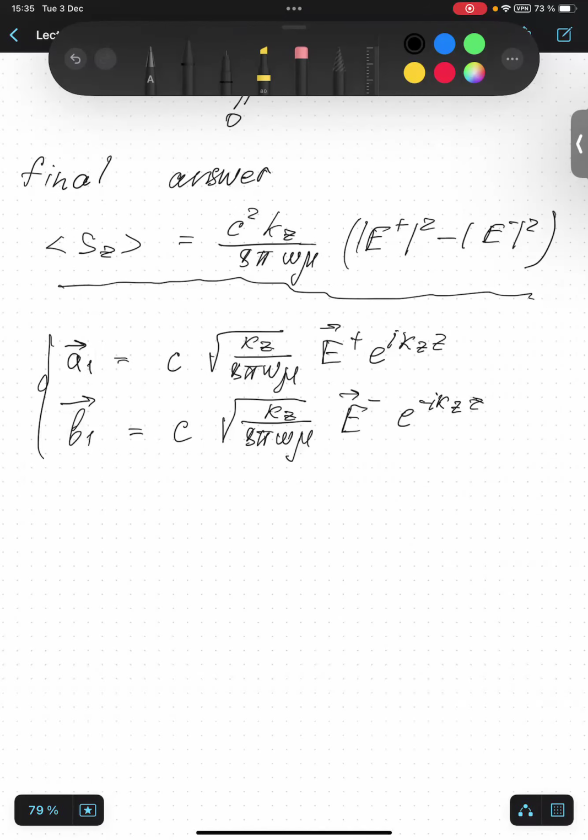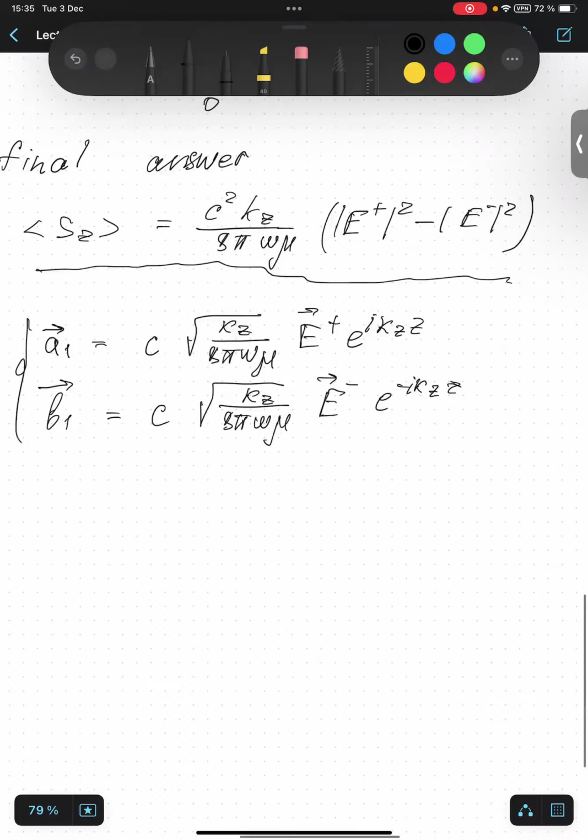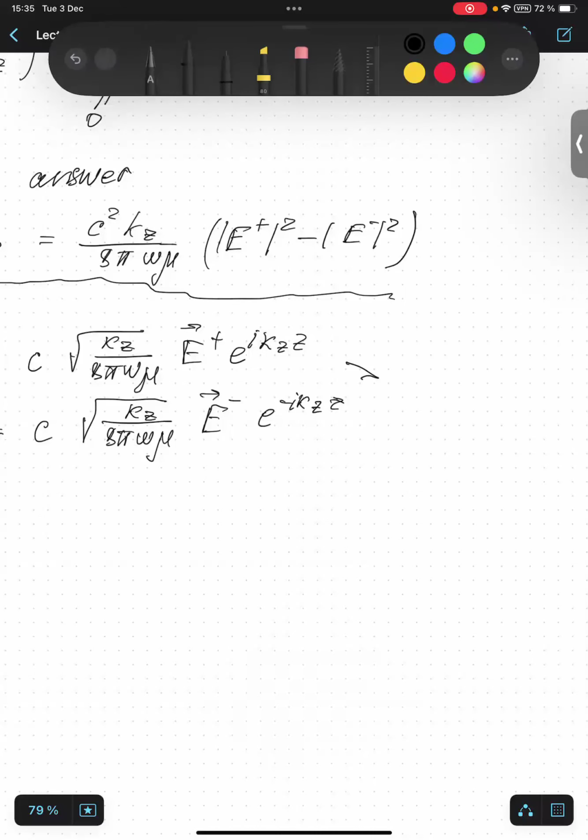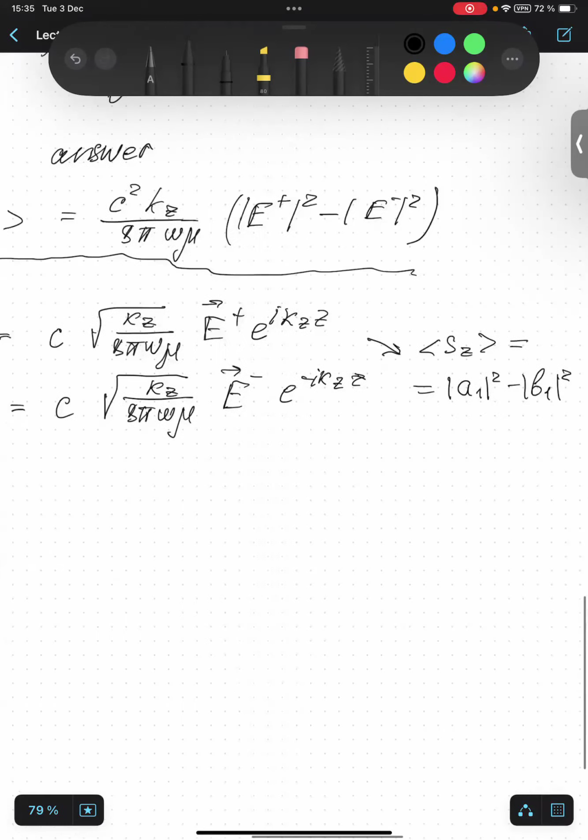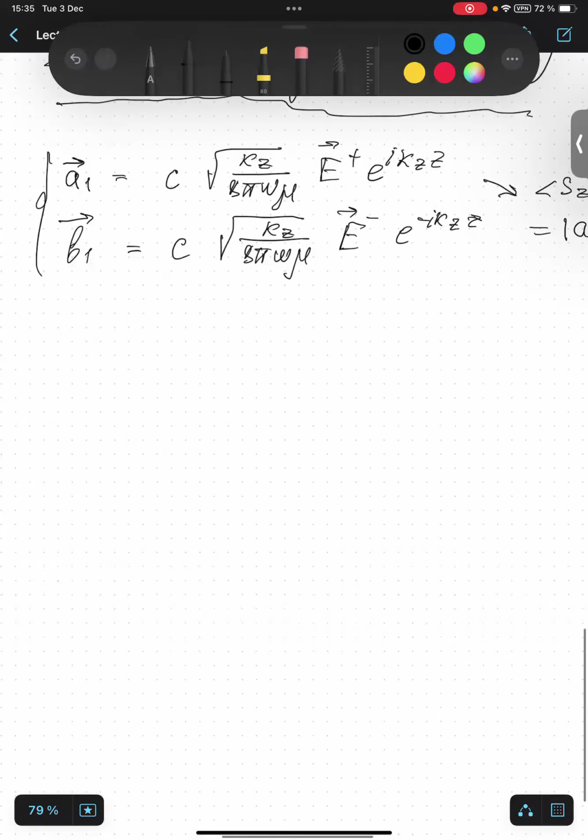Yes, so it is relations for incoming and outgoing fields in the first region. So from this we can rewrite that the Poynting vector has a very simple expression: A1 squared minus B1 squared. Okay.